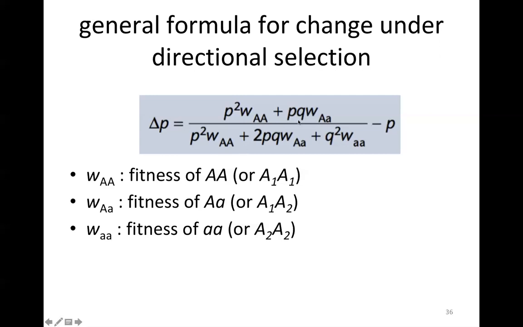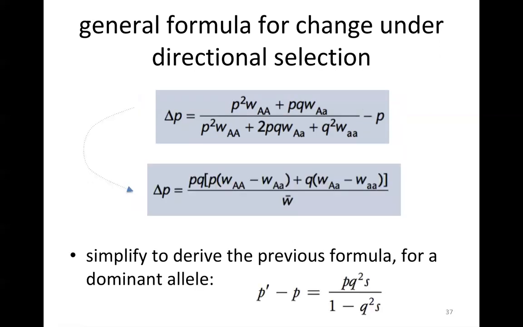With this formula, you can also describe the change in allele frequency when the fitness of heterozygotes, for instance, is the same as the fitness of homozygous deleterious allele individuals. So you could replace this with 1 minus S or anything.